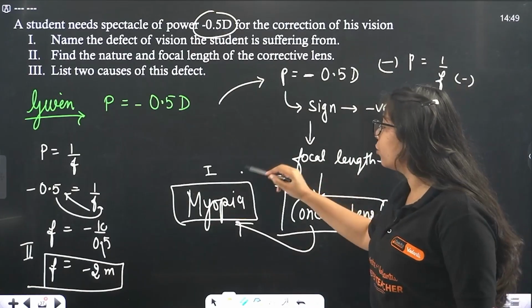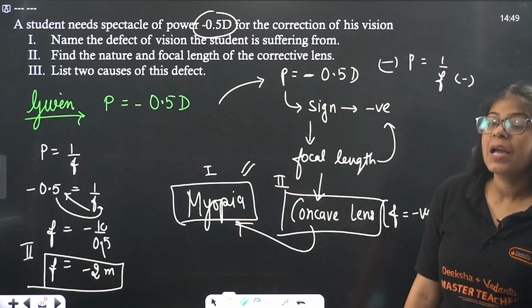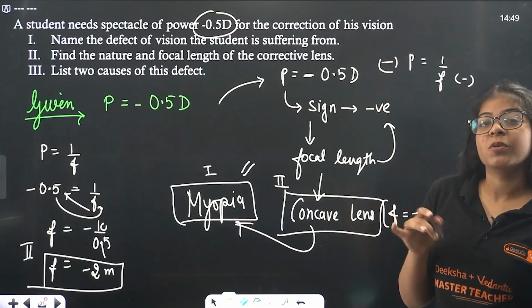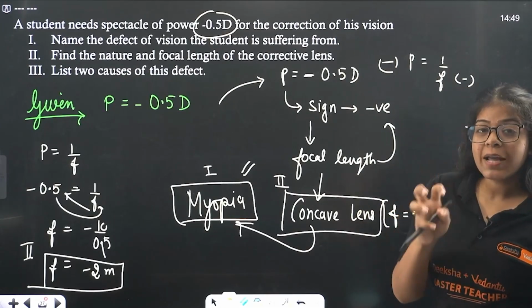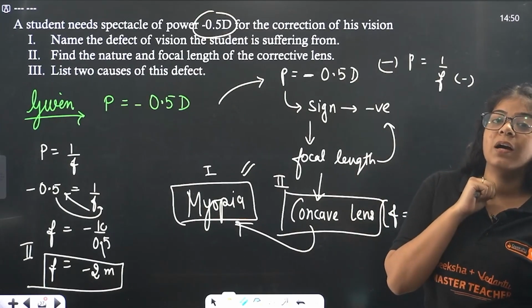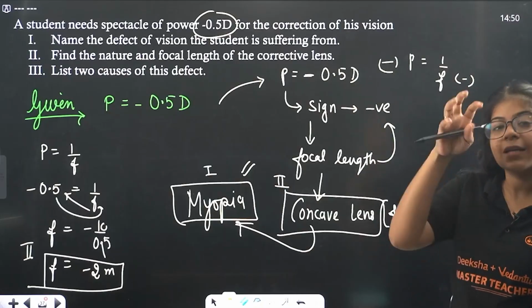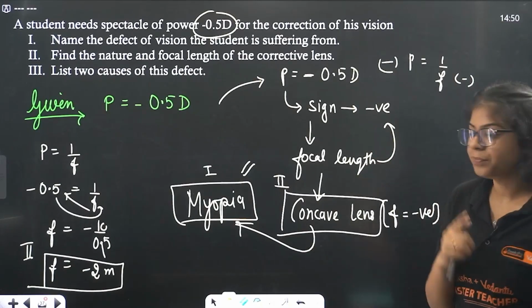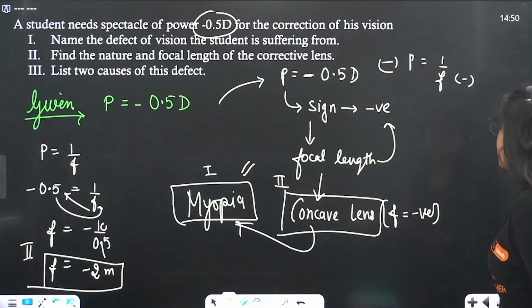What defect? Myopia. What is this? In front of the retina image is formed. So, elongation of the eyeball or excessive curvature of the eye lens or decrease in the focal length of the lens. Done? Great. Next question, beta.